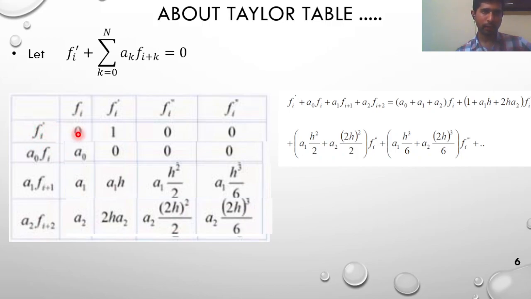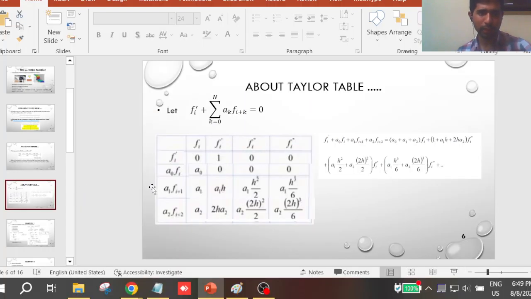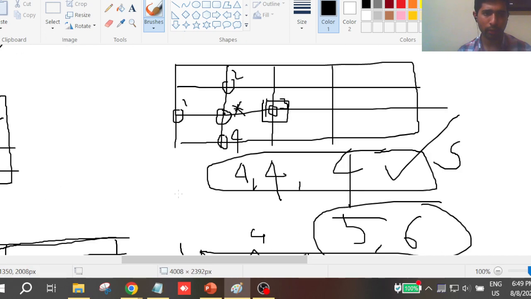Fi dash will be nothing but fi dash, 0 into fi double dash, this 0. So fi dash is equal to fi dash, and similarly fi is equal to fi, so these terms will be 0. These two things are simple. I hope this is clear. Only thing is you have to see how to write the third row and the fourth row elements. We have written these using the Taylor series. Now let me explain how I have written down the third row.